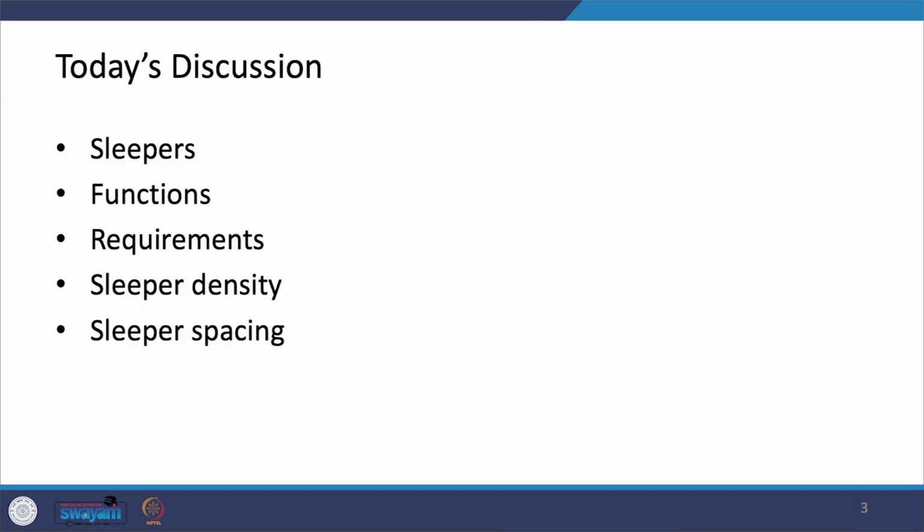Today we are going to start with sleepers. The very first thing which we will be discussing is the functions, and then the requirements which should be there. Then we will move to the sleeper density, and finally to the sleeper spacing in different environments of the track. Let us start with the sleepers.